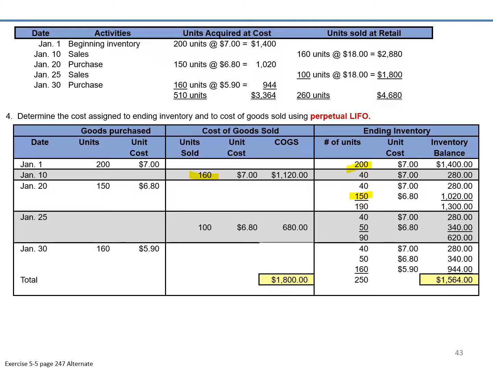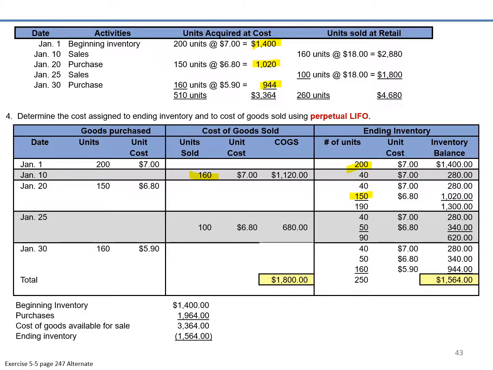And I have total cost of goods sold of $1,120 plus $680. So if I wanted to double check, I have my $1,400 beginning inventory plus my purchases of $1,020 plus $944. So I've got cost of goods available for sale of $3,364 less ending inventory of $1,564 for a total cost of goods sold of $1,800.